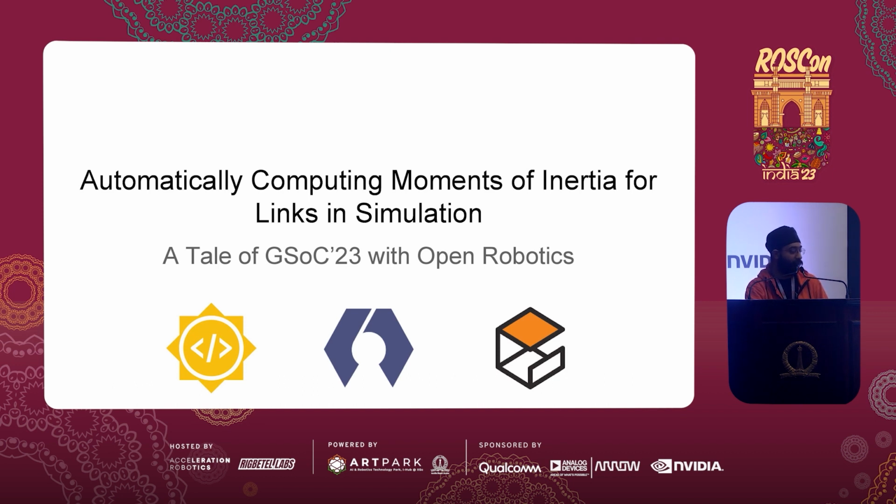And today in this talk, I'll be talking about a project that I worked on during Google Summer of Code this year with the Gazebo team at Open Robotics. This project was about developing a feature that allows Gazebo to automatically compute moments of inertia for robotic links.